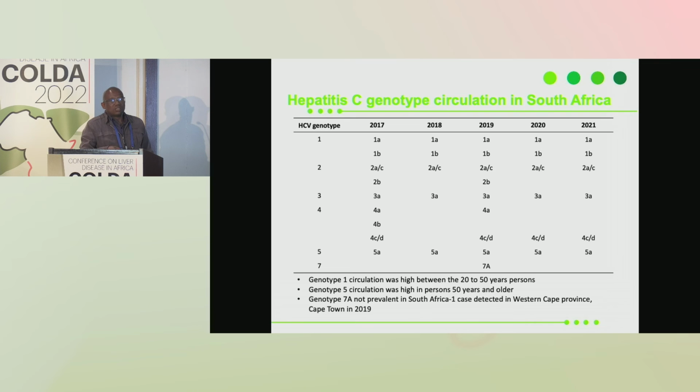And the circulating genotypes that we saw are genotypes 1 to 5. And in 2019, the data that we extracted also showed that there was genotype 7A, which was detected in Western Cape from Cape Town.